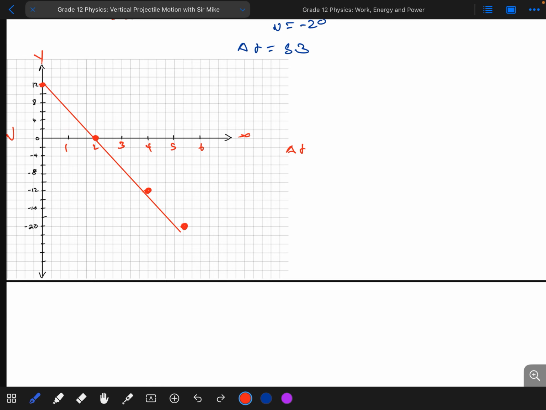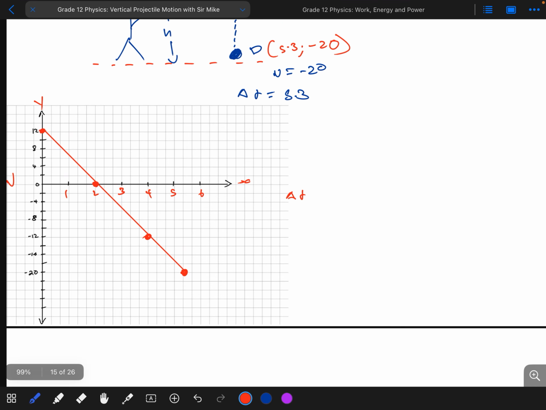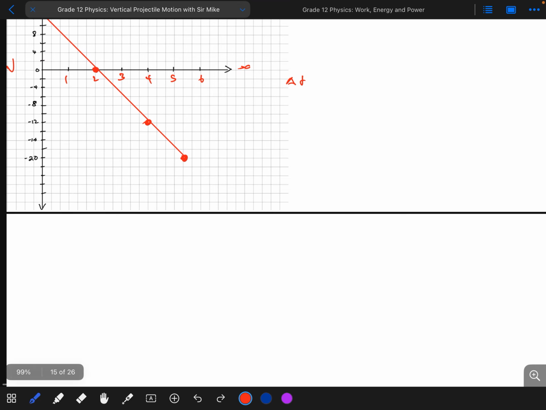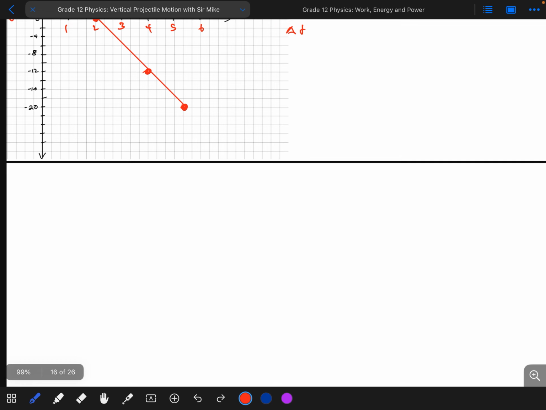What you would note is that what I formed there is simply a straight line graph, where this is the starting point, and this is the maximum where it returns to the same point. And this is when it reaches the ground. Now the question is, is this always going to be the case? The answer is yes. The velocity versus time graph always forms a straight line graph.